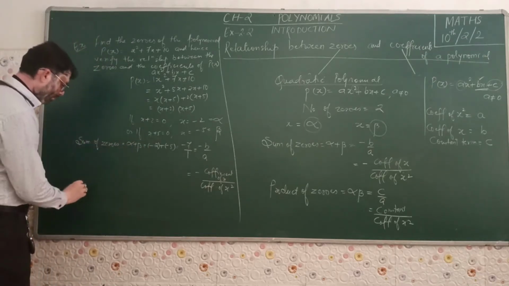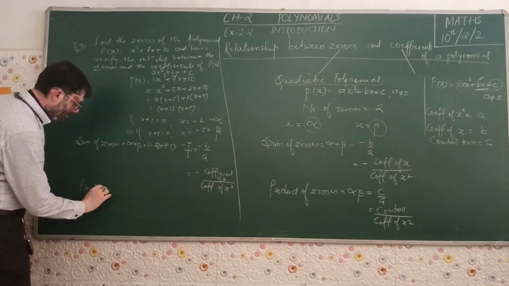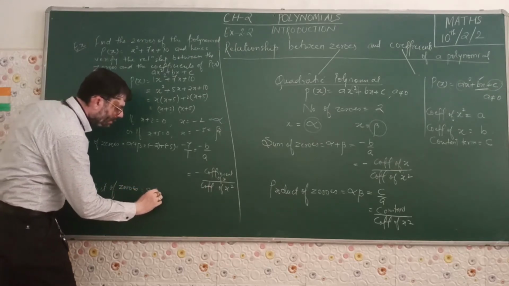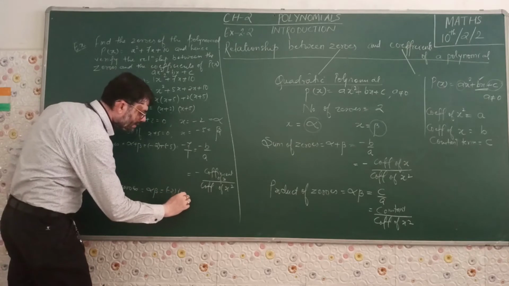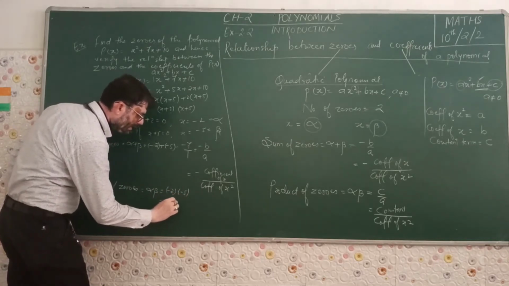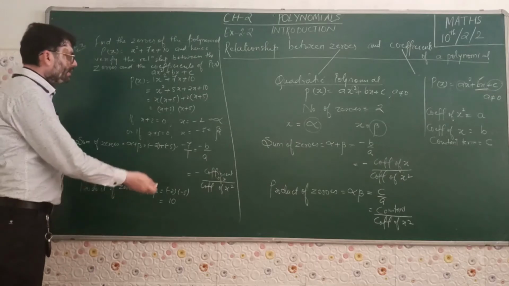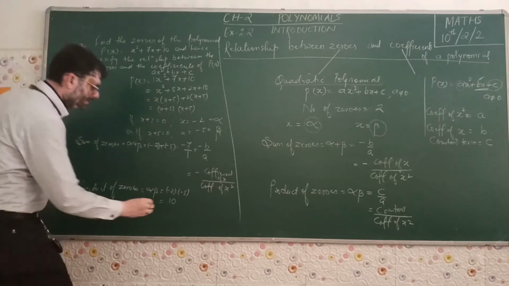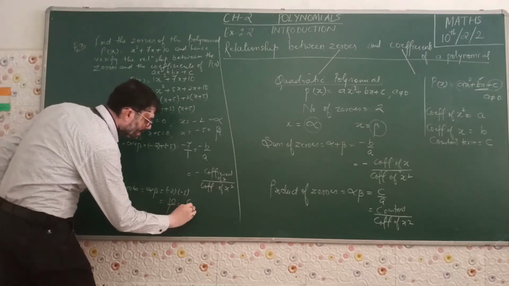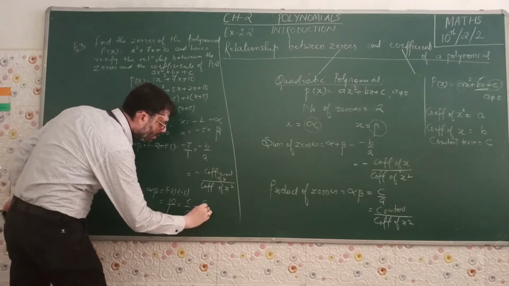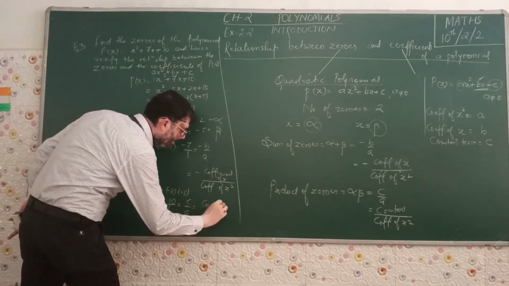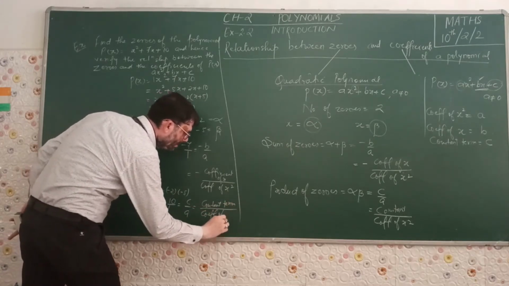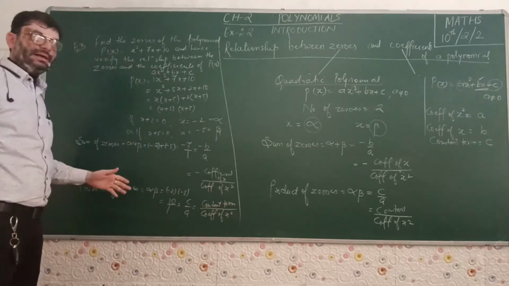One more is left out, product of zeros. Product of zeros, that is alpha into beta. This is minus 2 into minus 5, and this is equal to 10. Then again, if we compare it with the standard form, we have the constant term to be 10, so the denominator can be 1, and we can write this one as c upon a, and this is the constant term upon the coefficient of x squared. You can verify this way also.